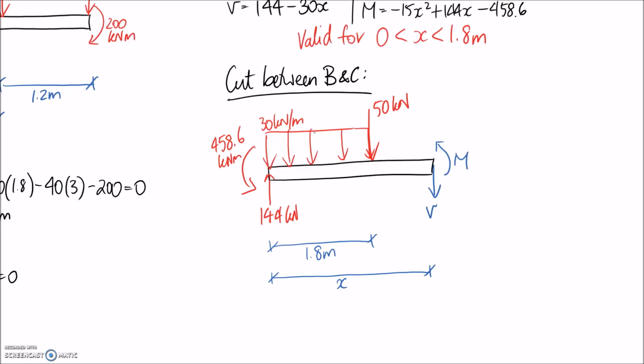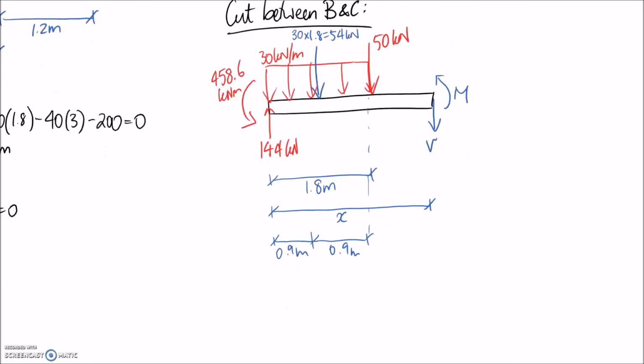So the distributed load, again, can be a point load through the center. It's going to be 30 kilonewtons per meter by the 1.8 meters, which we said before was 54 kilonewtons. And we know that this is applied at the halfway point of the rectangle. So it's going to be as if we had 0.9 meters on either side. Okay, so let's go ahead and work out V and M.